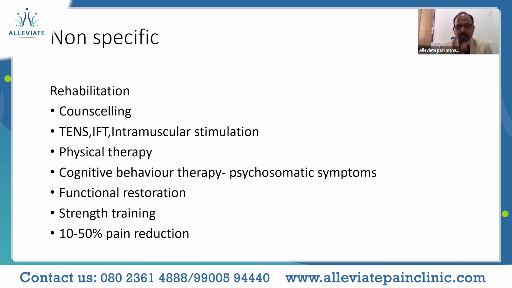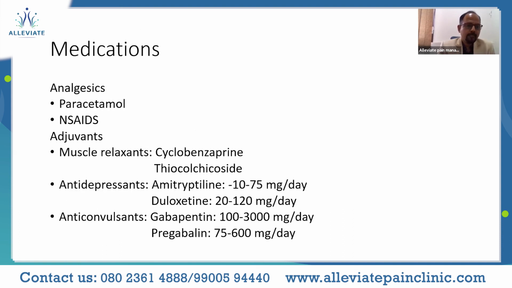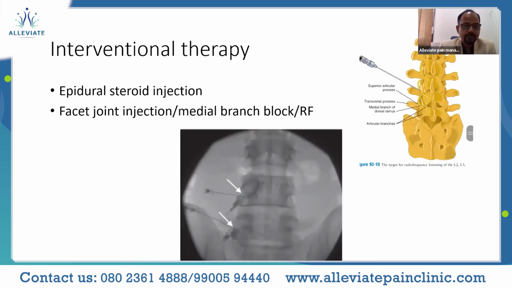So based on that, you can plan your rehab protocol, including strength training, and this overall leads to 10 to 50% pain reduction. Then of course you have to supplement it with pharmacotherapy, which includes analgesics and adjuvants. Analgesics like paracetamol, non-steroidal anti-inflammatory drugs, adjuvants like muscle relaxants, antidepressants, and anticonvulsants, which play a big role in finally providing the pain relief and maintaining the pain relief in the patient.